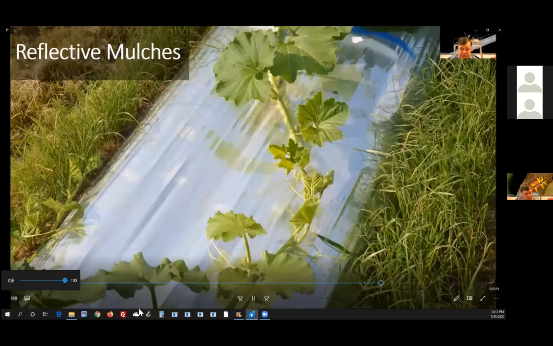Another cultural control is the use of reflective plastic mulches. This is a silver-coated plastic reflective mulch. It's used to reduce colonization by thrips and aphids in the field. This usually helps during the first 2 to 4 weeks after transplanting. After that point, the plants tend to cover up the reflective mulch and they lose their effectiveness. With some insect vectors of plant diseases, this has been shown to delay infection by those pathogens.